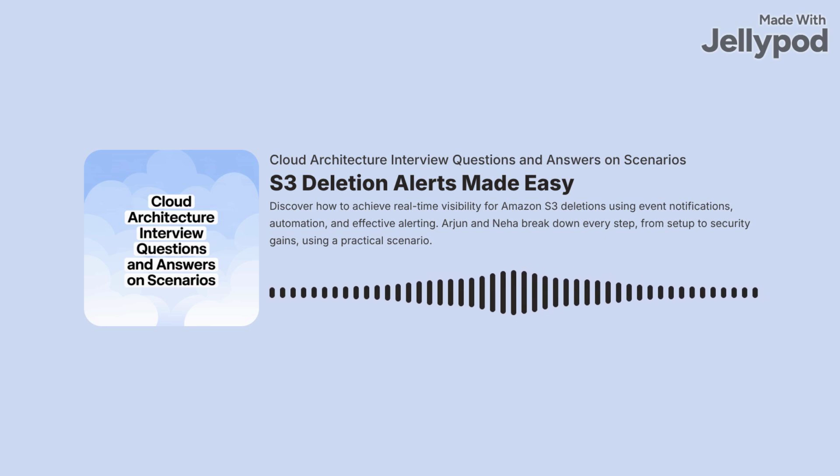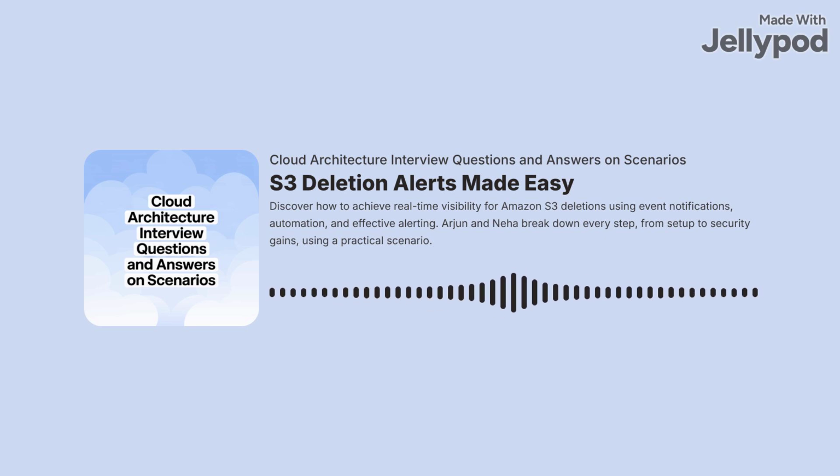Today, we're diving into something that, honestly, I wish I'd paid more attention to earlier in my career: real time alerts for S3 deletions. Hi, folks. Yeah, this is one of those things that sounds simple, but it can save you from a lot of headaches. S3 is so widely used, but people often forget how critical it is to know when something gets deleted, especially if it's accidental or not authorized.